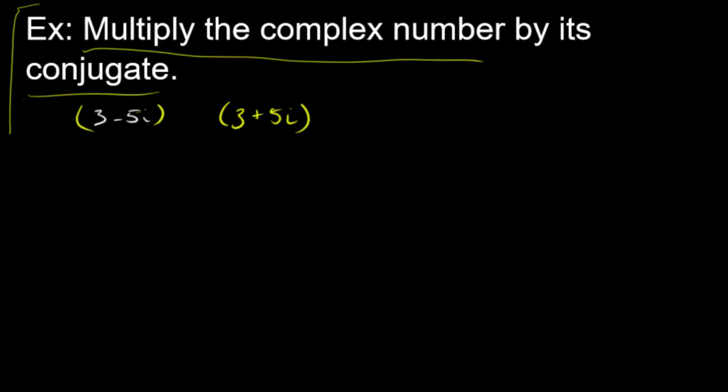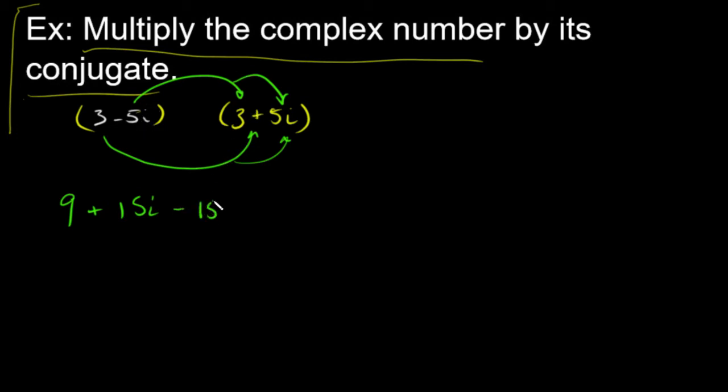And so you're going to distribute, and then distribute, just like you would if they were x's, right? So the 3 times the 3 is 9, right? The 3 times the 5i is a positive 15i. Now here's where the magic starts to happen. The negative 5 times the 3 is a negative 15i.